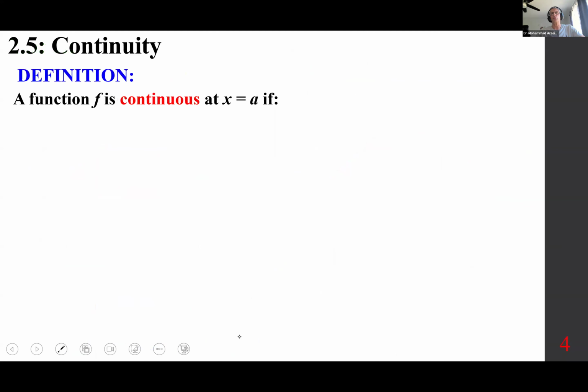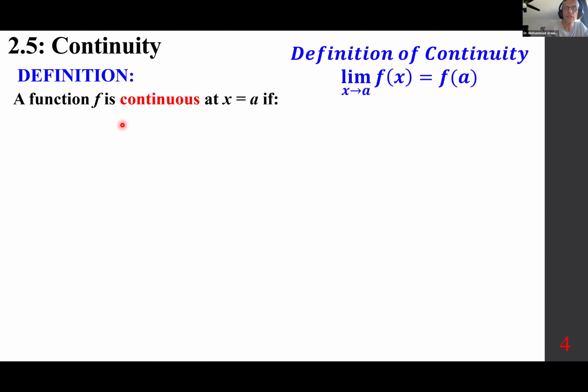And now section 2.5, continuity. Here's the definition. A function f is continuous at x equals a if the limit of f of x as x approaches a equals f of a. We've discussed that. So what does it mean?